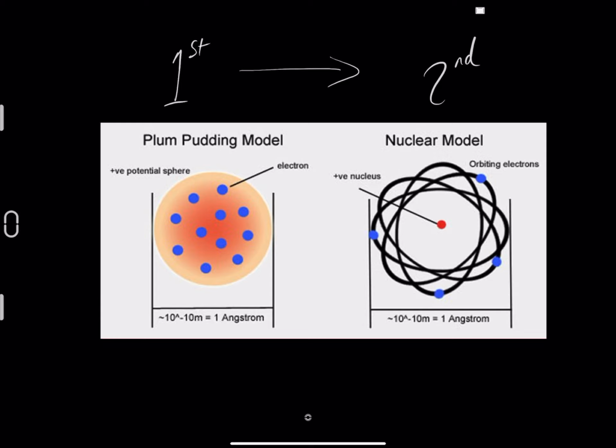So you may want to pause it here and quickly put a sketch for the plum pudding model with a brief description: large positive sphere with negative charges spaced around the large sphere. Nuclear model: central nucleus with orbiting electrons. So just be aware that you will need to be able to explain the two models by description or identify them via a diagram.